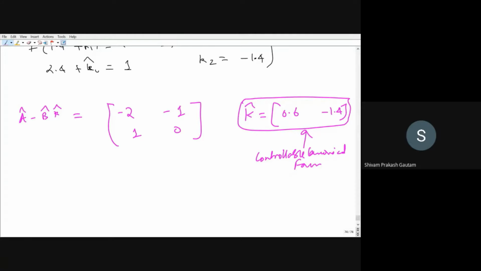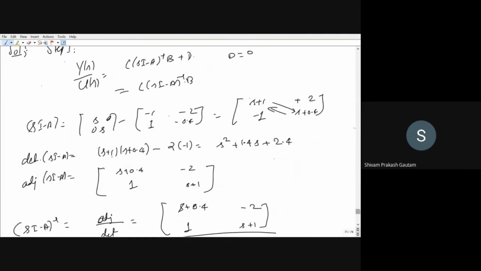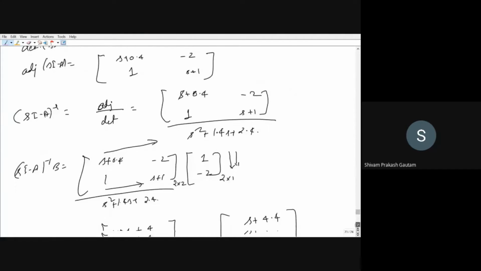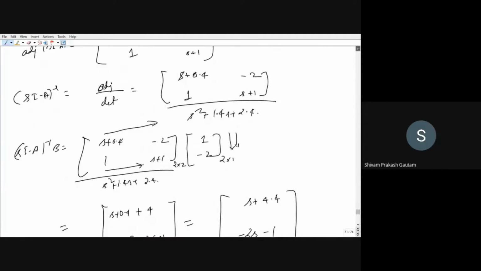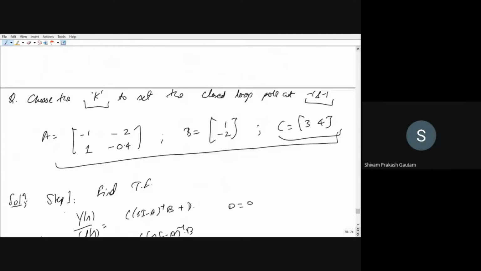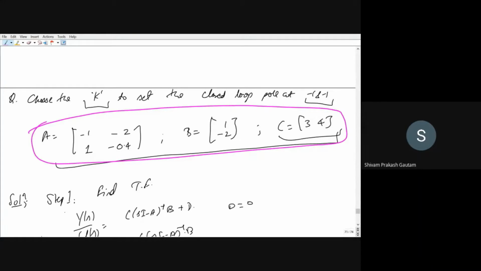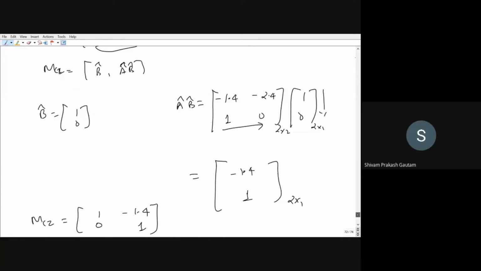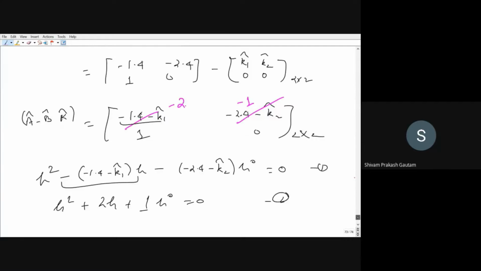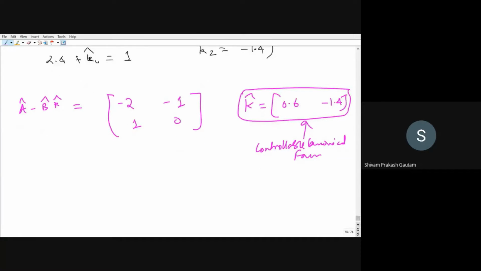But what you have to find out is the feedback for the original system, and what was your original system? If you can remember, this was our original system, right? So for this we have to find the value of K. Right now we have got K cap, and we also have the transformation matrix T, so we can use the formula K is equal to K cap into T. This is the formula that we will use.